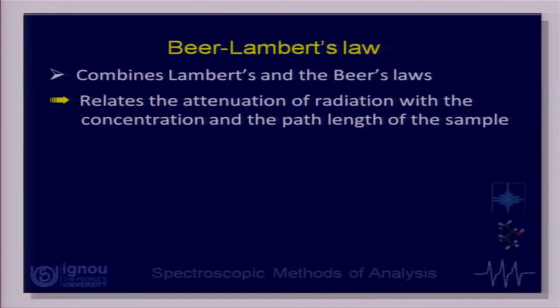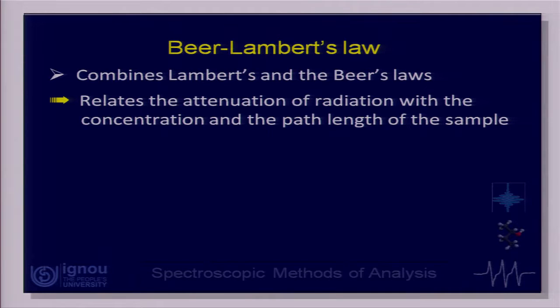But now when we talk about the interaction of radiation with the matter which is taken in the cuvette, we have both components, because the medium has a thickness of B and there is a concentration as well. So, we combine the two laws together, that is Beer's law relating transmitted light with the concentration, and Lambert's law relating it with the thickness. When the two are put together, we get what is called the Beer-Lambert law.